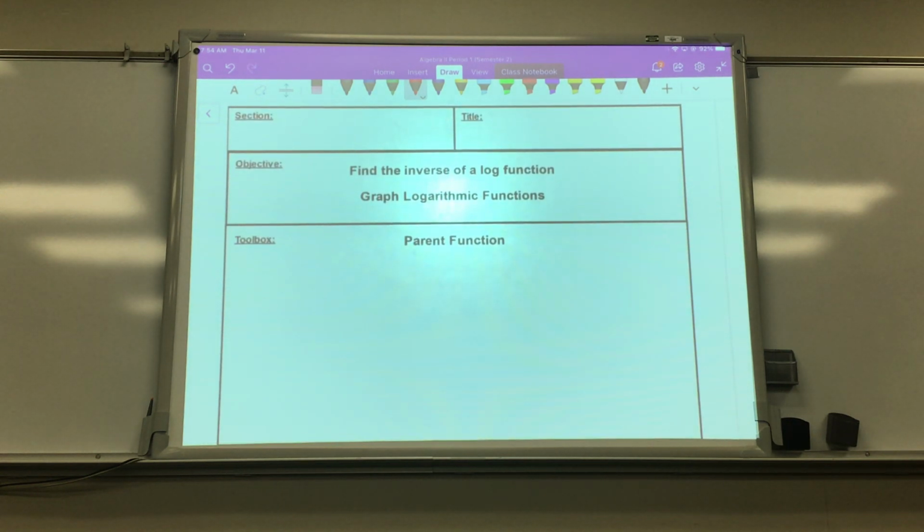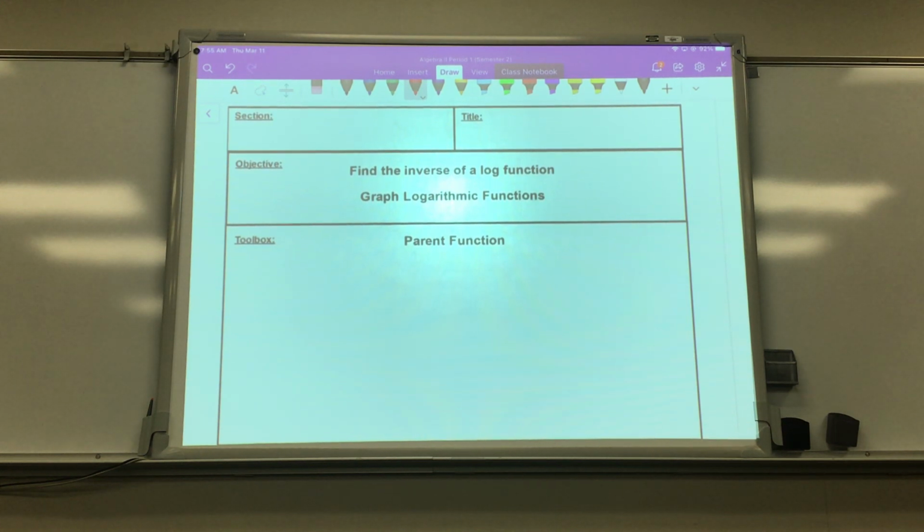Okay, now today we're going to find inverses. Okay, the process of finding that inverse is still the same. Flip-flopping x and y, solve for y. And then having your proper notation. Then we're going to graph log functions. Now, what's the inverse operation of exponents? Logs, right? Okay, so it's going to look like the inverse.